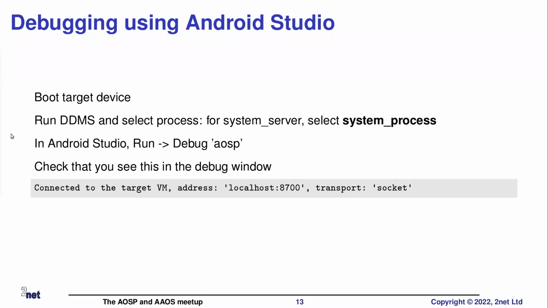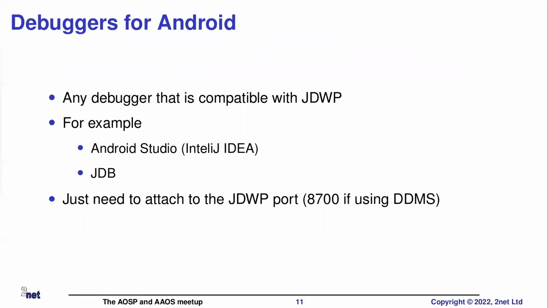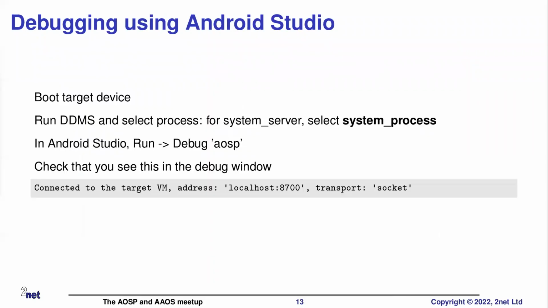Then I run DDMS. That will attach to the target over ADB. And I can then highlight the thing I want to debug, for example, system server. Confusingly, I forgot to mention this, if you come back to this slide here, it actually calls it system process instead of system server. Nobody knows why it does that, but that's what it does. So system process is an alias for system server. So do that in DDMS.